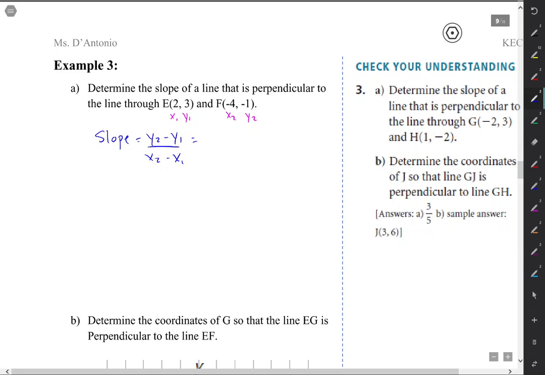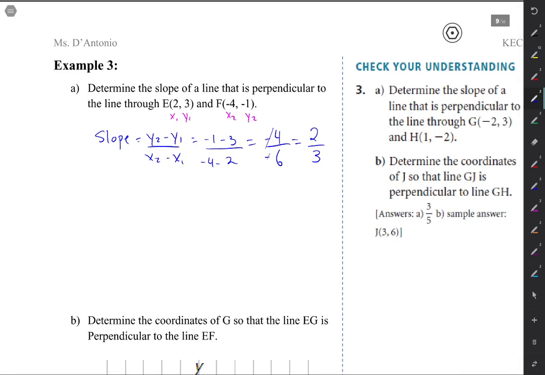If we plug that in, we get minus 1 minus 3 over minus 4 minus 2. That's minus 4 over minus 6. We have a negative over a negative, so those two negatives cancel each other out. Then if we reduce this fraction, we are left with 2 over 3. Now we need the slope of a line that is perpendicular to this one. This is the slope of this line.